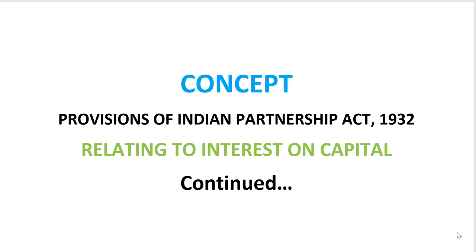This is a continuation video explaining the concept of provisions of Indian Partnership Act 1932 relating to interest on capital. While we saw journal entries in the previous video, in this video we will demonstrate the same concept by using ledger accounts. Let's go to the example.